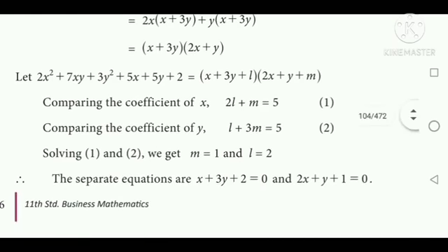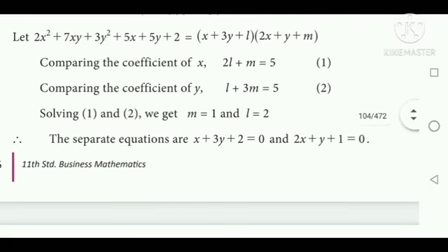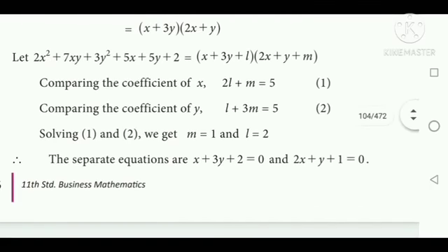Likewise, comparing the coefficient of y. The coefficient of y is 5. On this side, if you multiply the constant and y, that is 3y into m, we are getting 3m, and L into y, we are getting L, that is L plus 3m equal to 5. So solving these two equations, we are getting the value of m equal to 1 and L equal to 2. Substitute these values here, that is x plus 3y plus 2 equal to 0, and likewise 2x plus y plus 1 equal to 0. This is the way you have to find the separate equations.